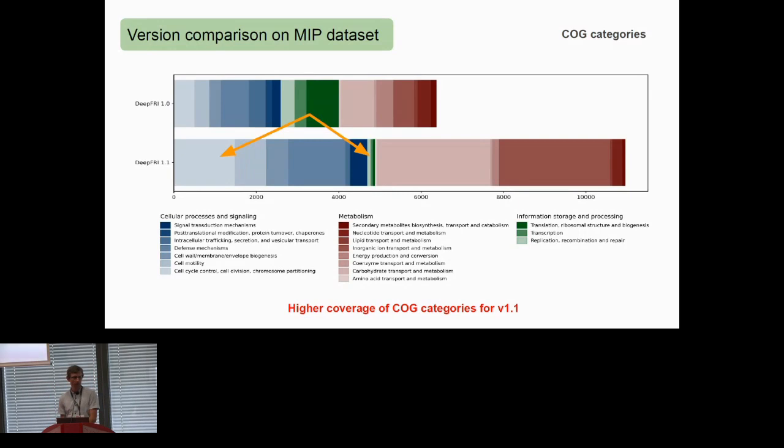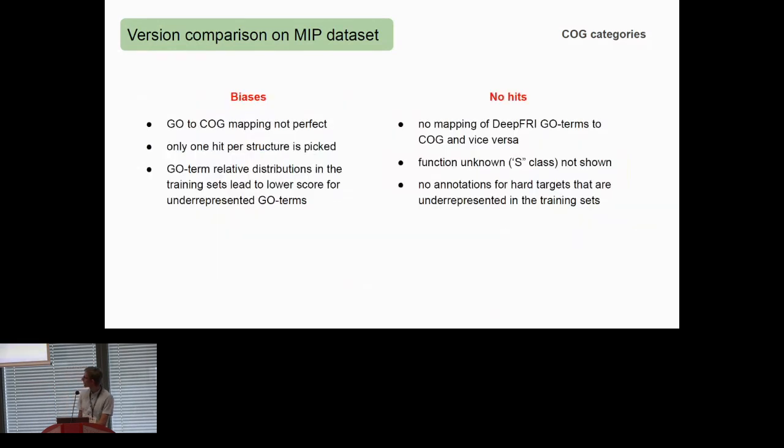But this mapping is not perfect because we use a not direct method of mapping GO to COG. So another point is that we only picked one hit per structure, but we hope you are going to address those problems in future releases.